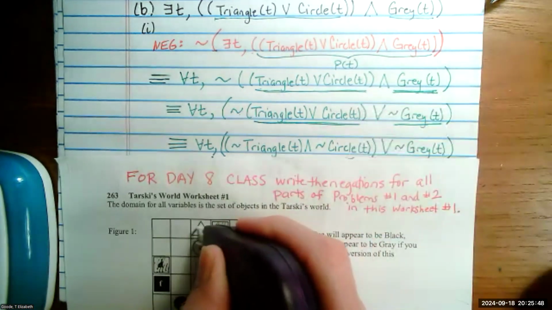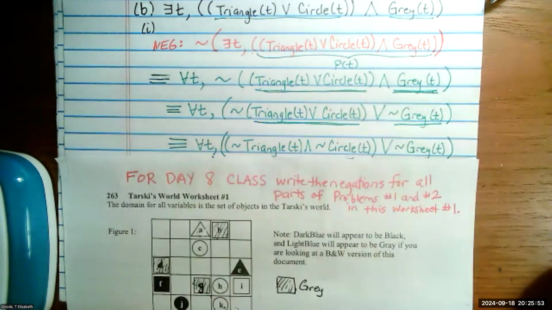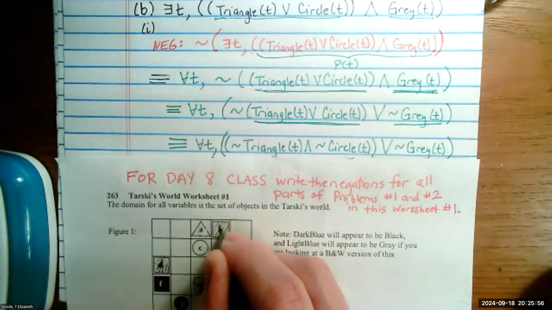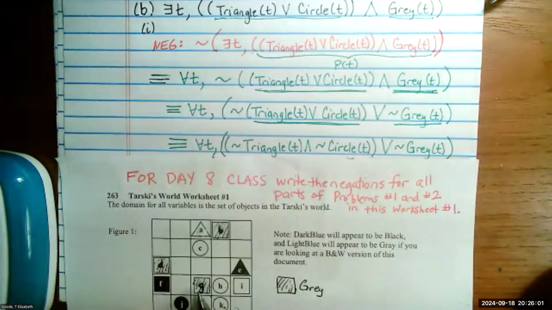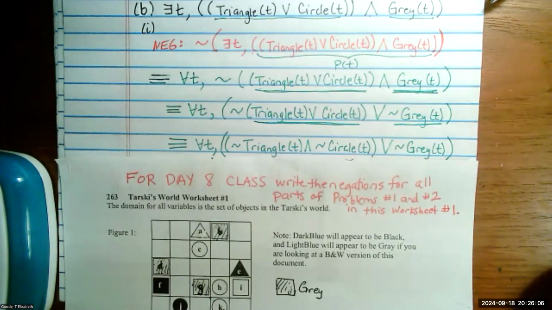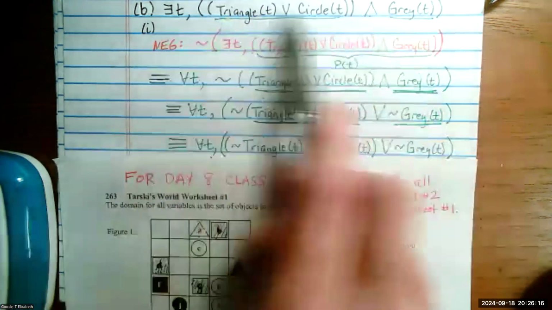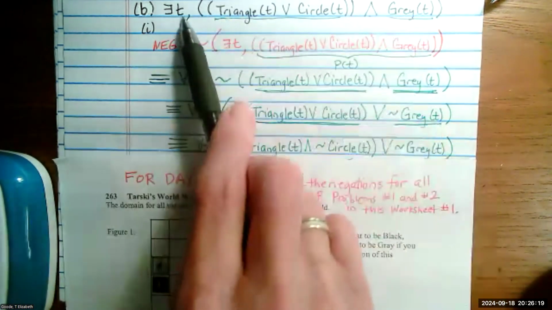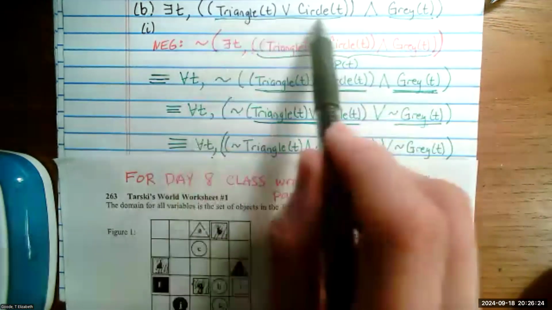It's got some little marks on there, but it's not shaded. It's white. And object T has to be a triangle or a circle. Well, here are our three gray objects. Are any of them triangles or circles? No. Nope. So this statement's going to be false, because there is no object T that is both gray and a triangle or a circle.